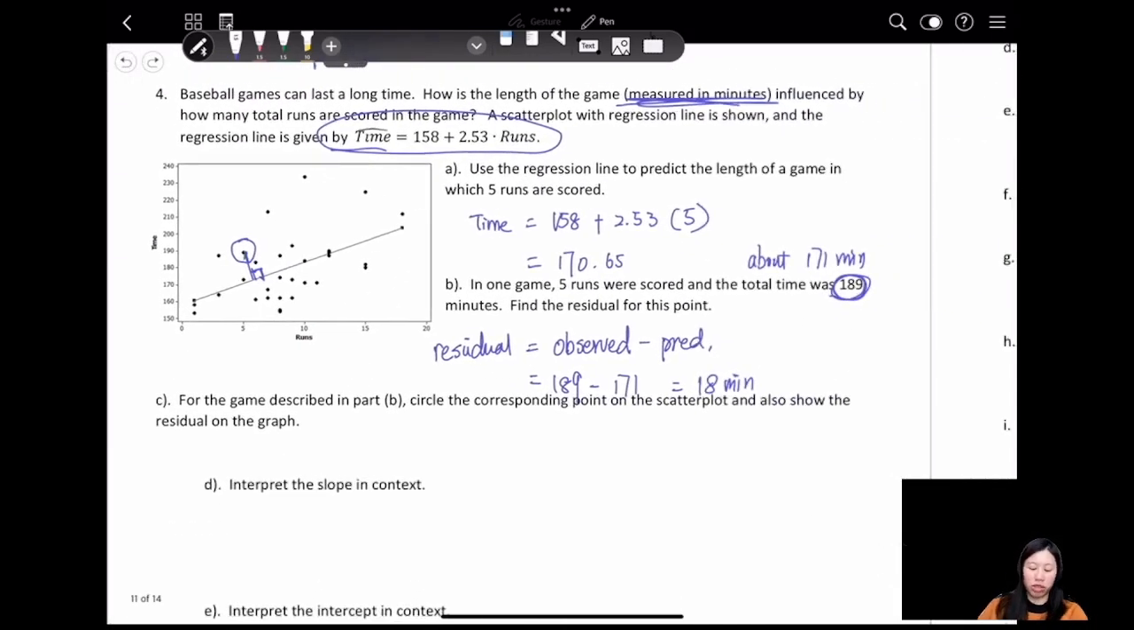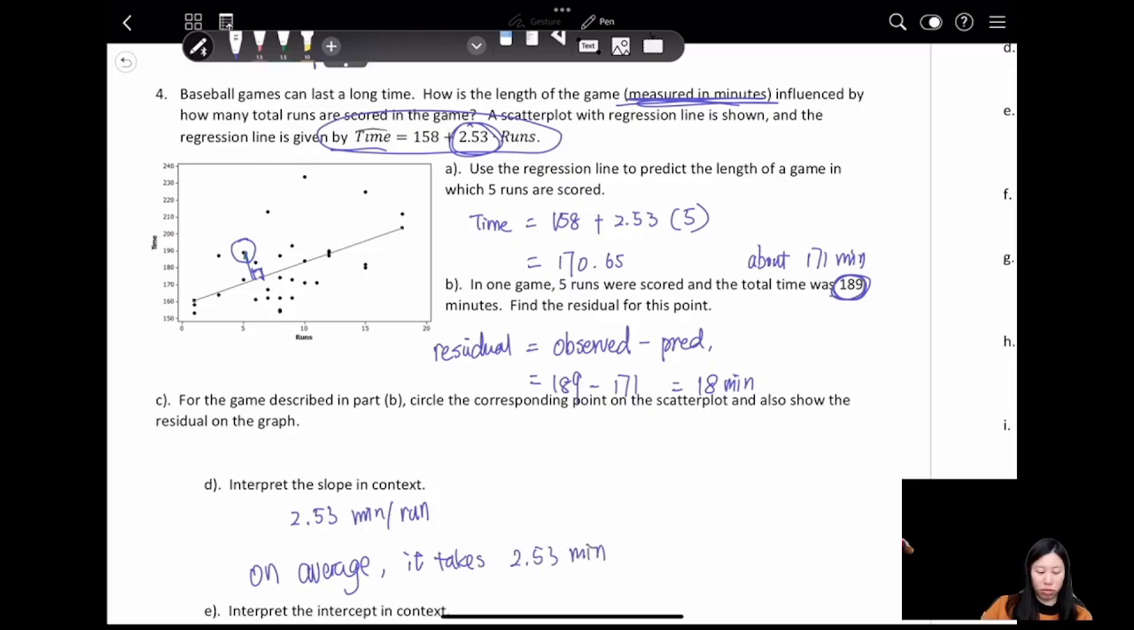Interpret the slope in the context. So the slope is what? The slope is 2.5 minutes per run. That means what? On average, it takes 2.3 minutes more for every additional run.